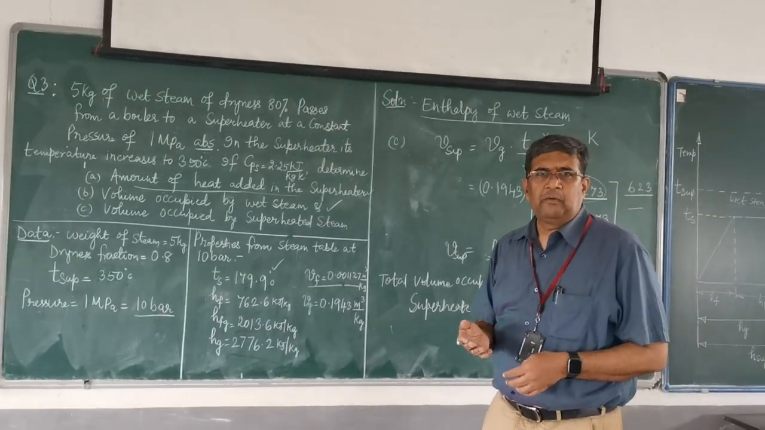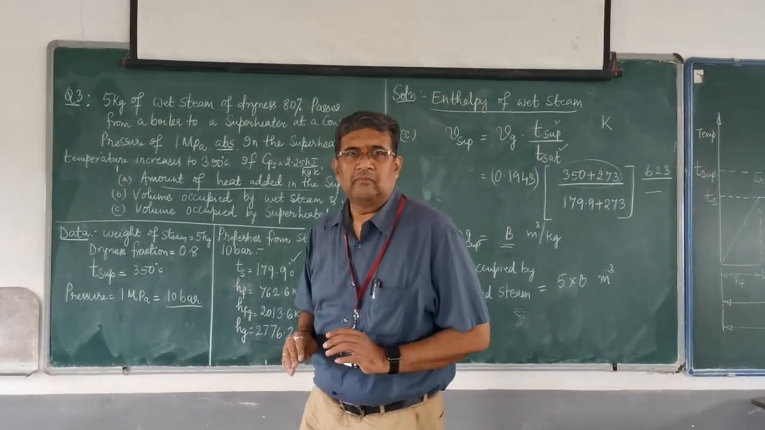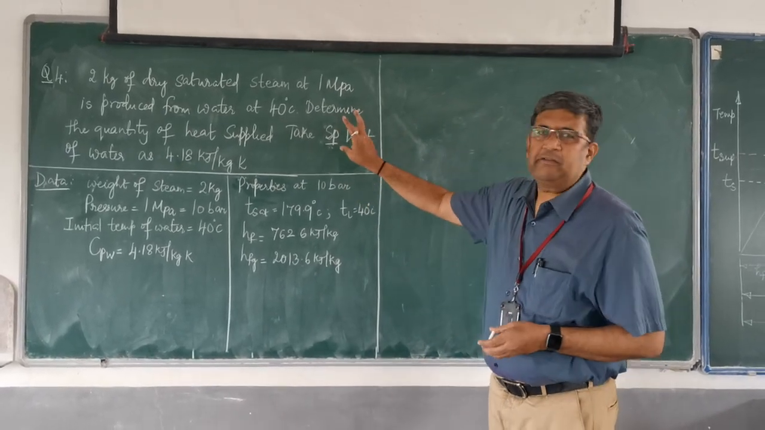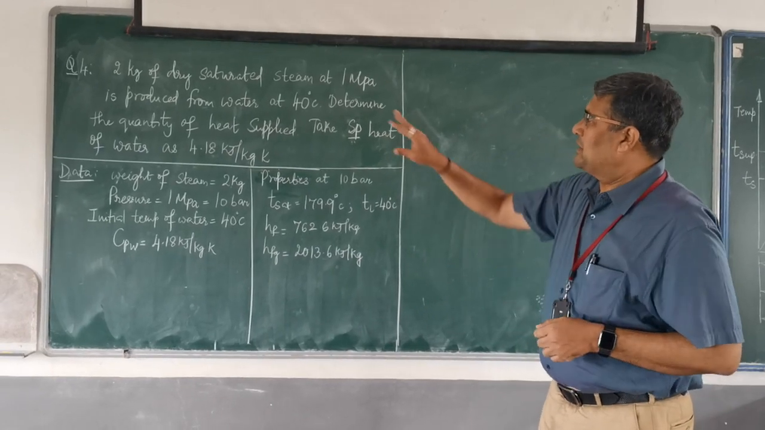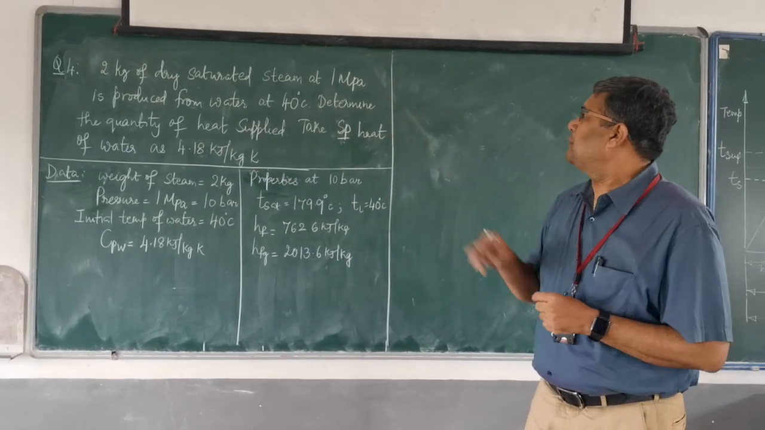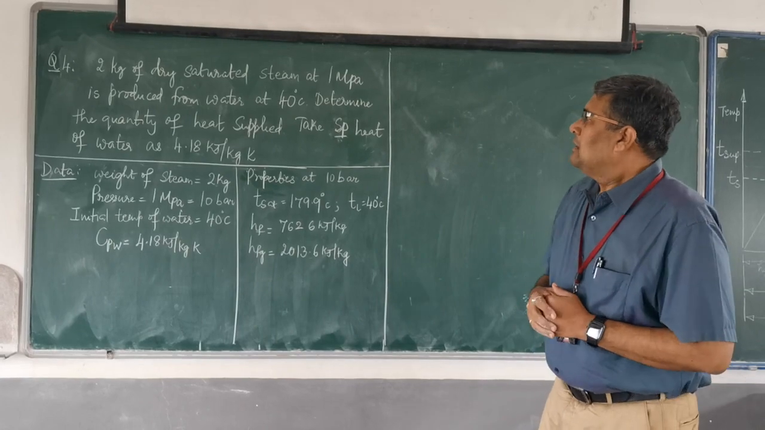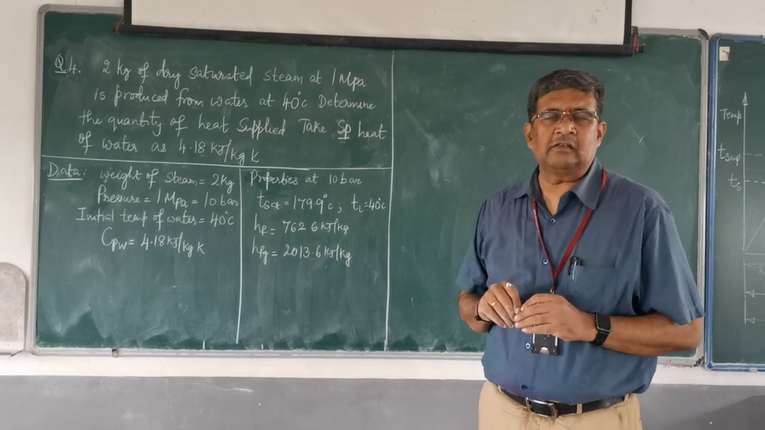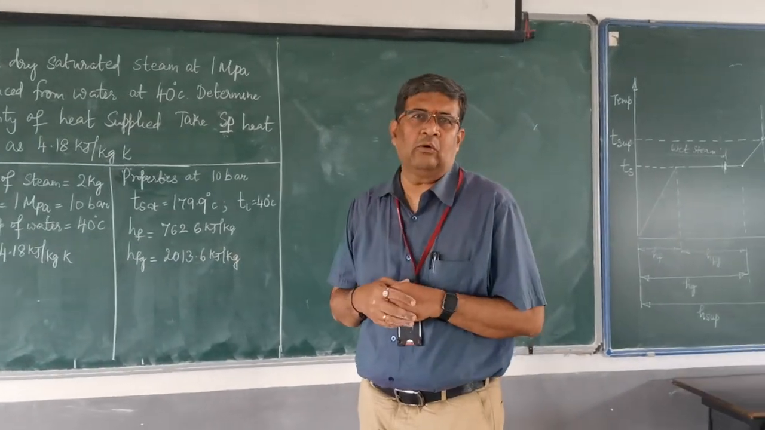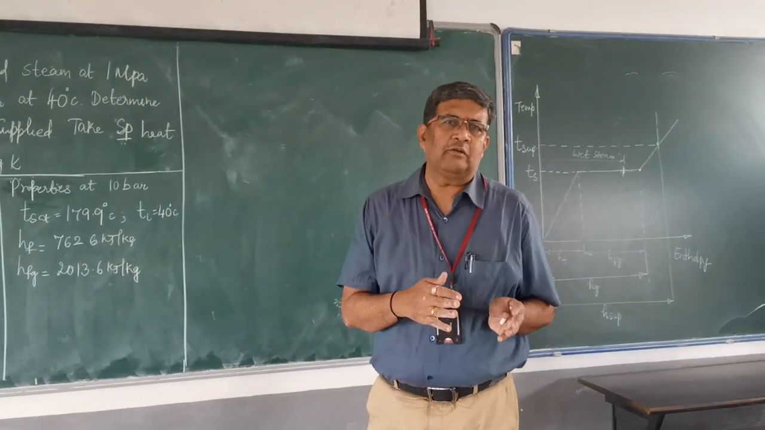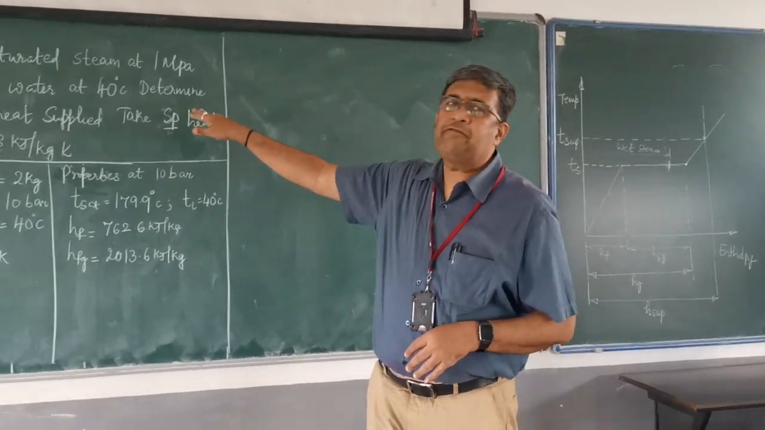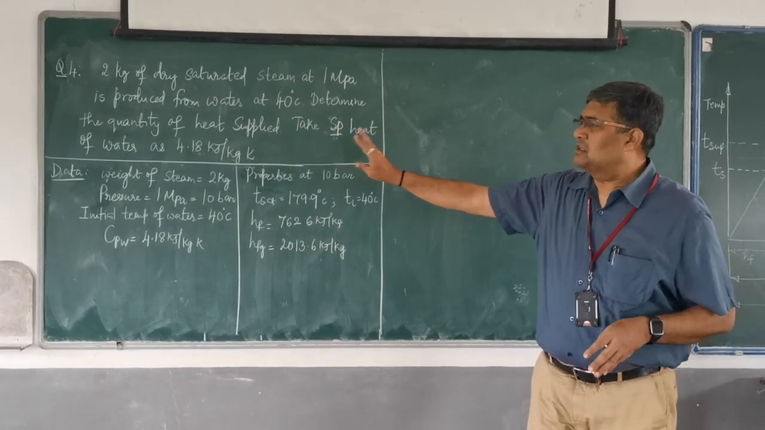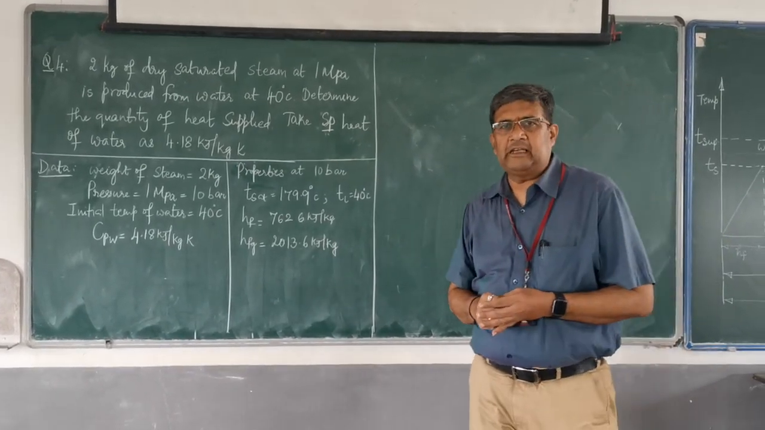Maybe we will solve one more problem and then conclude our discussion. We will solve the last problem. The statement of the problem is something like this. We have 2 kg of dry saturated steam which is produced at again 1 megapascal, and the initial temperature of water is 40 degrees. This is something very interesting because in all the problems which we have solved till now, we have assumed that the initial temperature of water is 0 degrees. Now the water is already at 40 degrees, and determine the quantity of heat supplied. Take specific heat of water as 4.18 kilojoules per kg Kelvin.